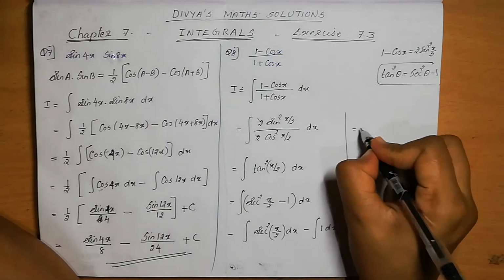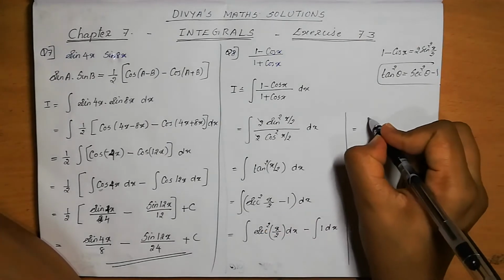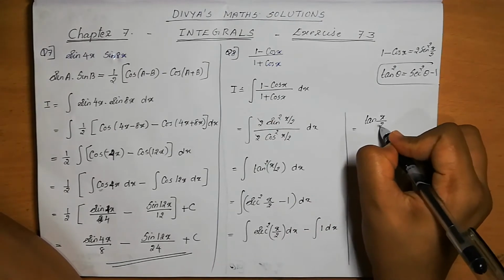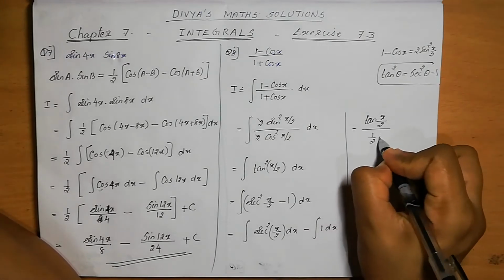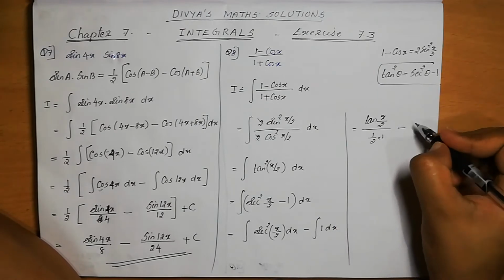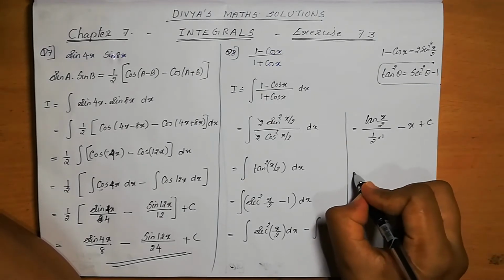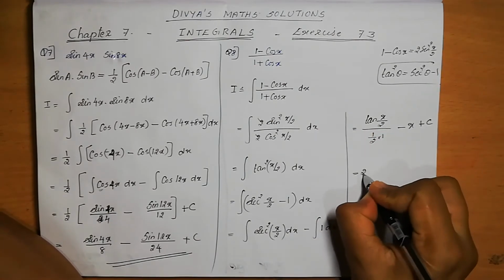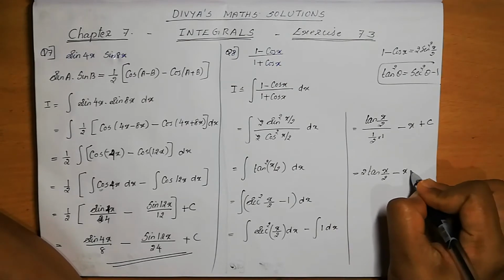So it equals, integral of secant square x is tan x, right? Here x means x by 2. Then for integral of x by 2, 1 by 2 is a constant, so we write the reciprocal. Integral of x is 1, minus integral 1 dx is x, plus c. So this we can write as 2 tan x by 2 minus x plus c.